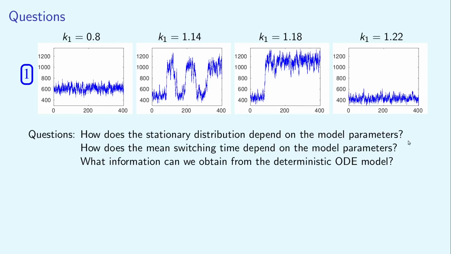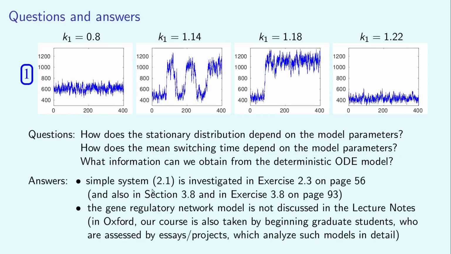We could also analyze the corresponding deterministic model to confirm that it has one stable steady state for smaller values of K1 and two stable steady states for larger values of K1. Another question is, how does the mean switching time depend on the model parameters? Such questions can be asked for many models, including our starting simple chemical system 2.1.